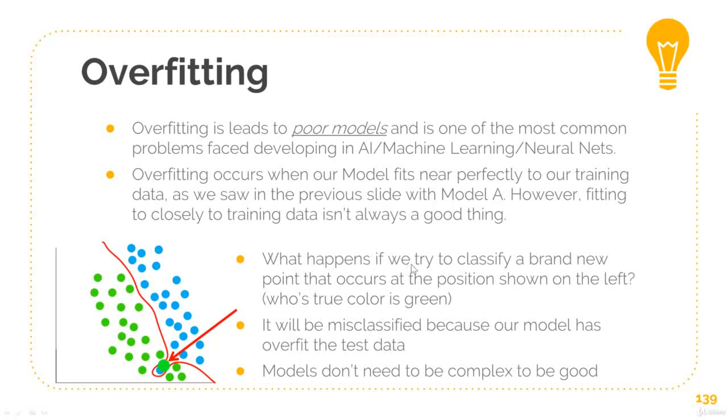So that's what happens when you try to pass a new point to this position here. Exactly what I mentioned before. Its true color is supposed to be green, but it will be classified as blue. Models don't necessarily need to be complex to be good. They need to generalize well.